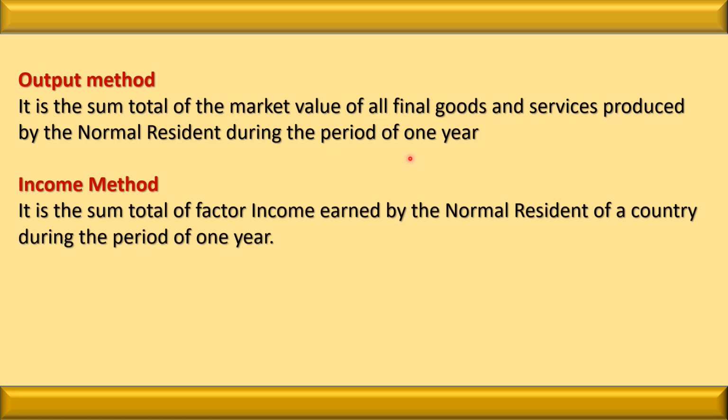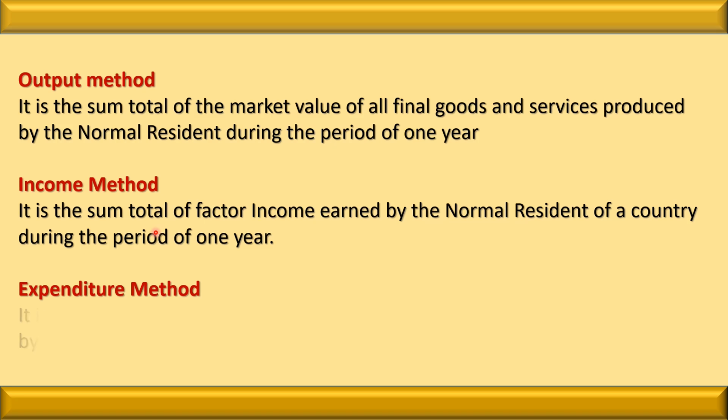According to the income method, what is national income? National income according to the income method is the sum total of the factor income earned by the normal resident of a country during a period of 1 year. So according to the income method, national income is the sum total of factor income earned by the normal resident of a country during a period of 1 year.